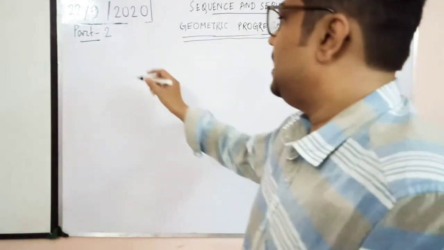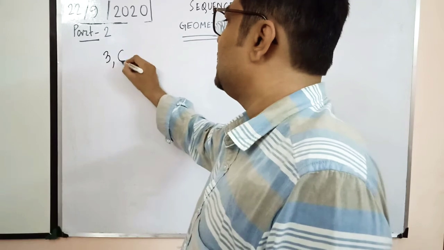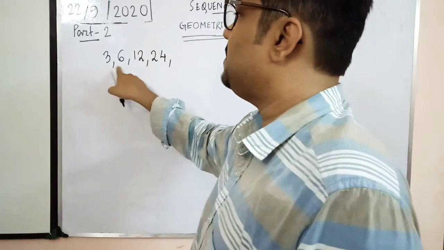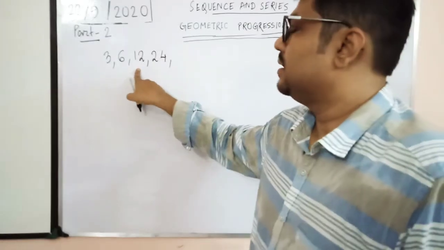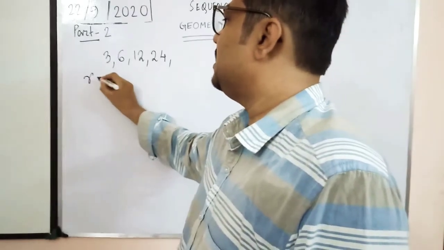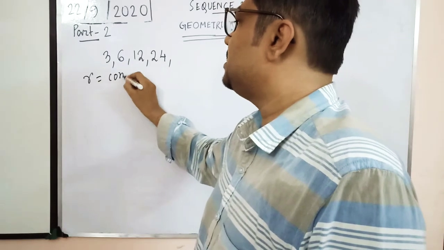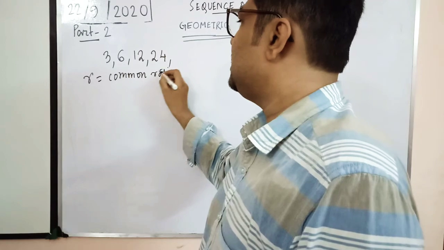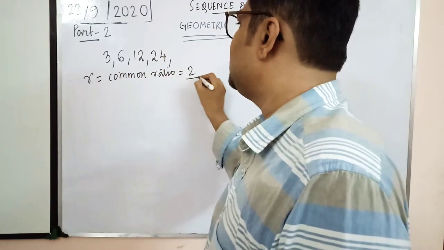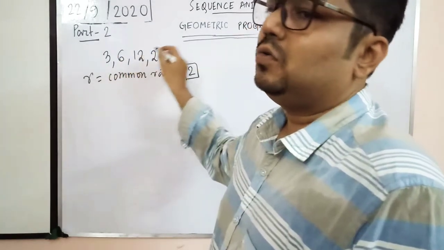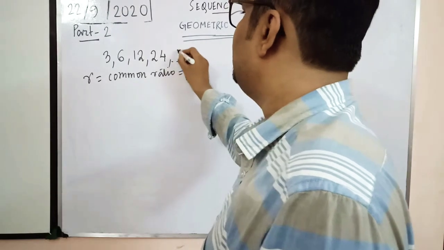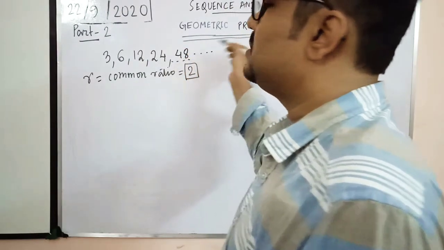Say I write here 3, then 6, then 12, then 24. You can understand that every time I am multiplying by 2. Okay, so here we get an R, which is called the common ratio. What is this R? The R value is 2, because you see 2 is getting multiplied with each of these numbers to get the next number. So here the next numbers will be 48, 96, and so on.